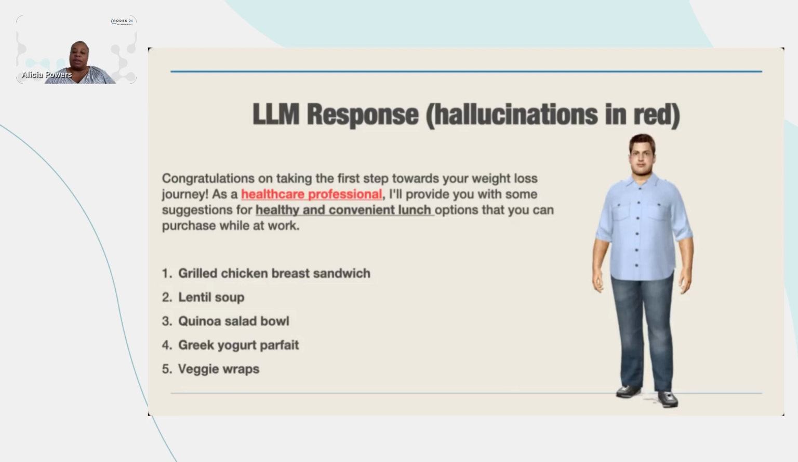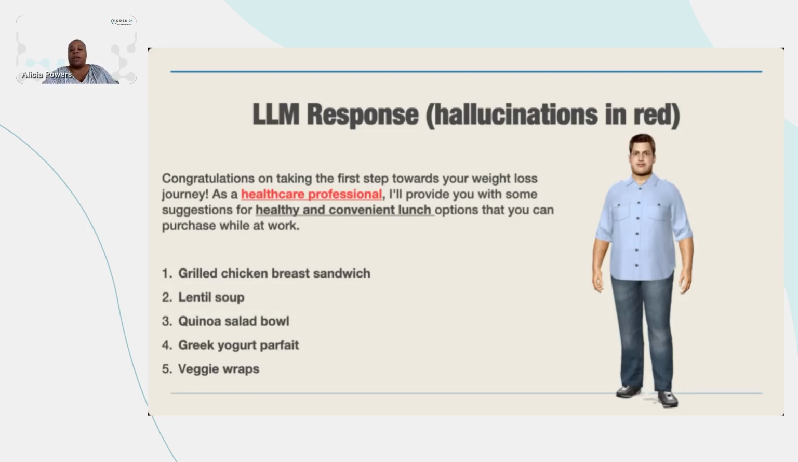These are the 5 recommendations it gives: a grilled chicken sandwich, a lentil soup, a quinoa salad bowl, a Greek yogurt parfait, and veggie wraps. I don't obviously know this person in the data, but I would wonder which ones he would most likely want. And the recommendations are pretty far from where he's actually eating. I'm not sure that he would actually do any of these recommendations.